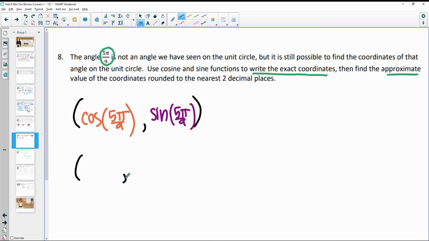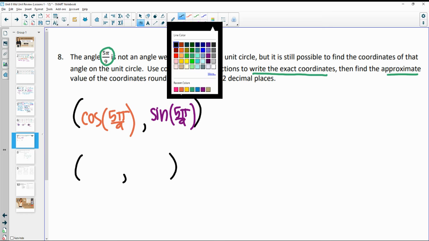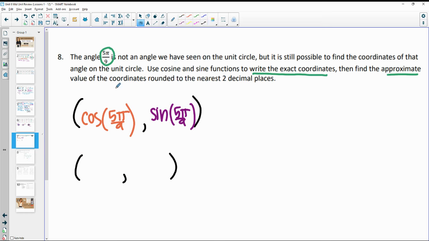Then you'll just type this into your calculator. Make sure that you're in radian mode, since these are radians. So you'll do cosine of 5 pi divided by 9, and you'll get a decimal of negative 0. What does it want us to go? 2 decimal places, negative 0.17. And then sine of 5 pi divided by 9 is 0.98.